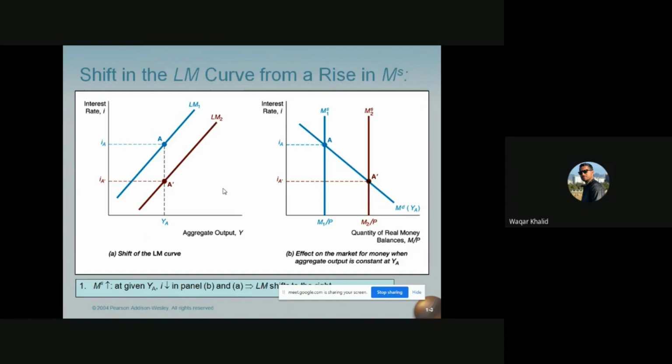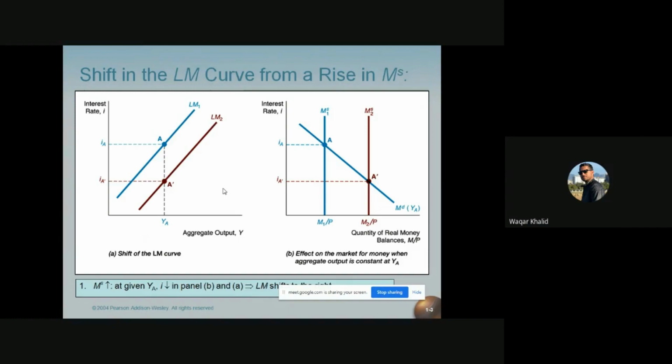In the previous case, we discussed five important factors that shift the IS curve from its original position. But in this case, we have only two factors that can cause the LM curve to shift. Number one, autonomous changes in money demand. Number two, changes in the money supply. These are the two factors due to which a change in the LM curve occurs. Let me explain each factor one by one.